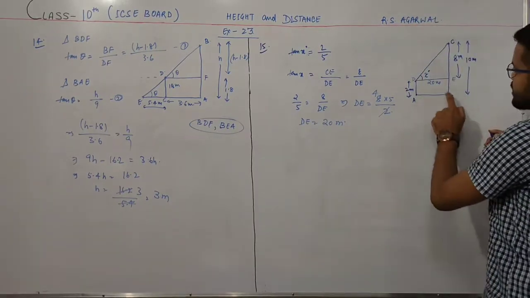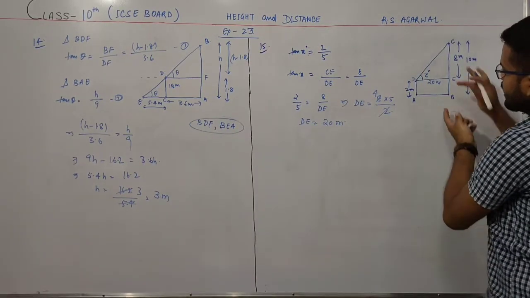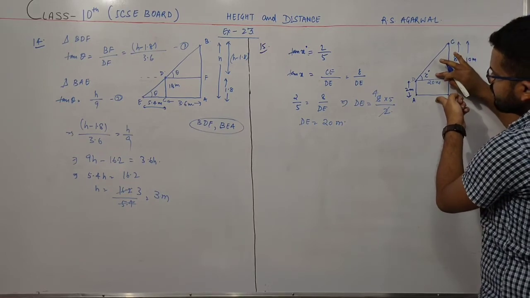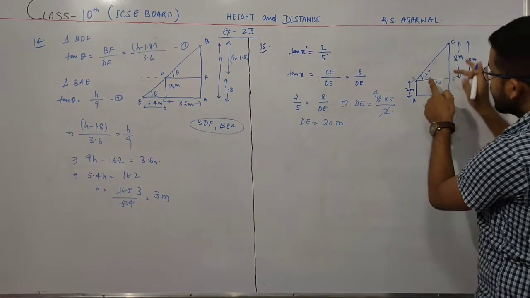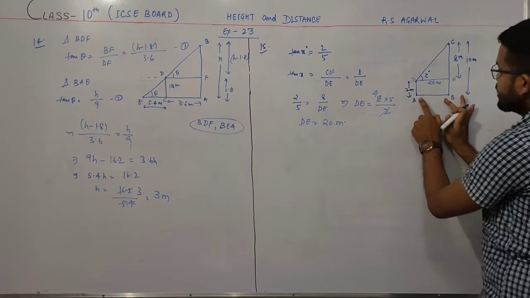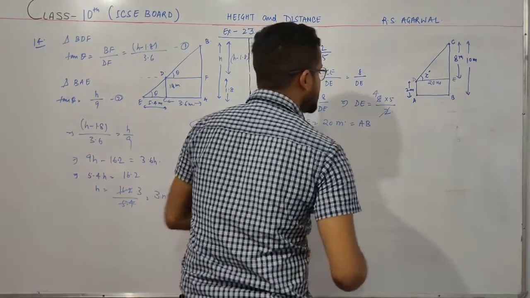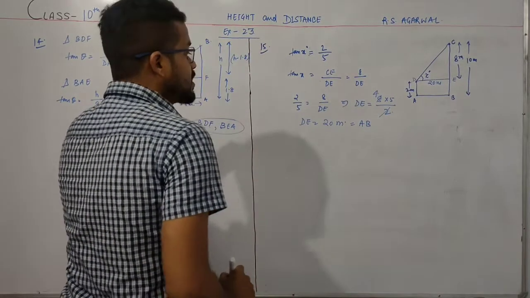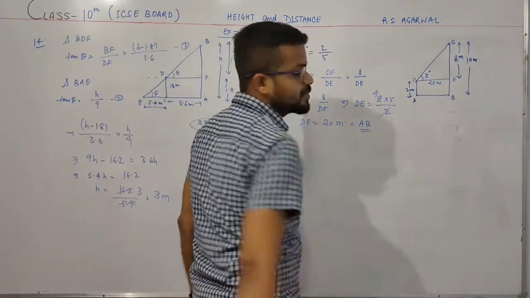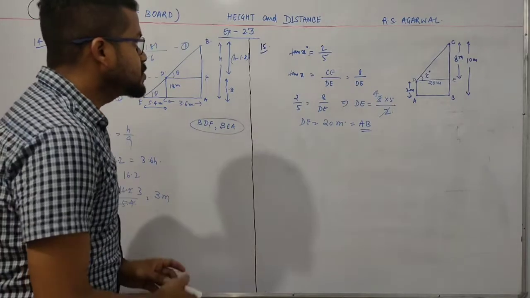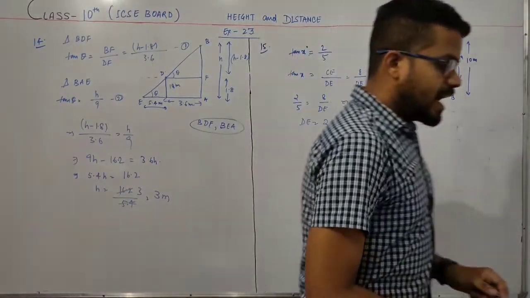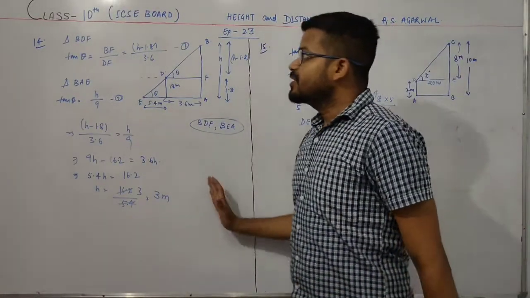Now this is the shape of a rectangle and this is the parallel side. So if this is 20 meter, then AB is also 20 meter. So distance of AB is equal to 20 meter and we get this value. Okay, so this is the question number 15 and this is the end of this video.